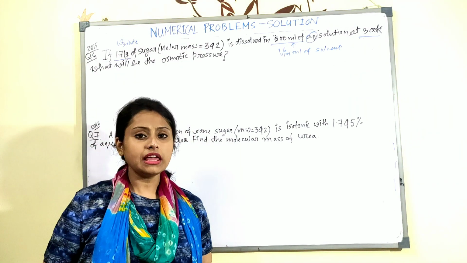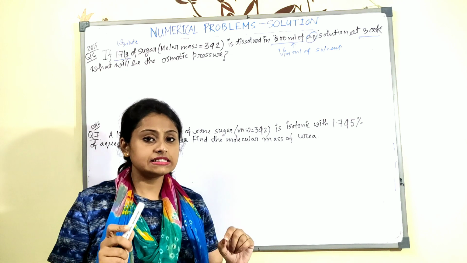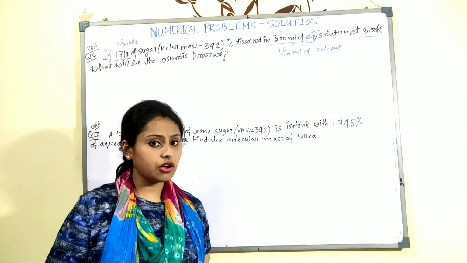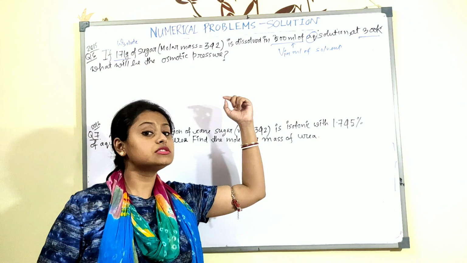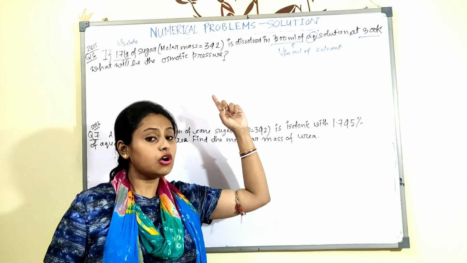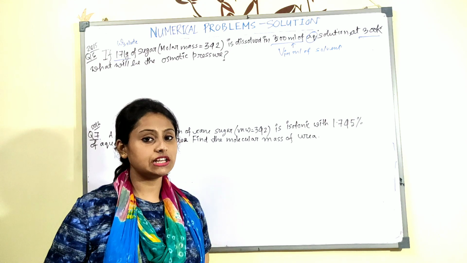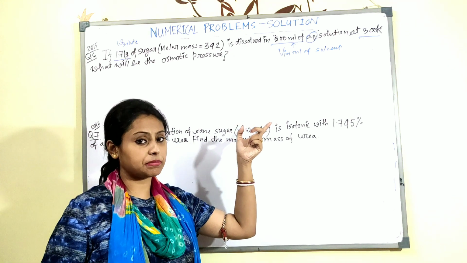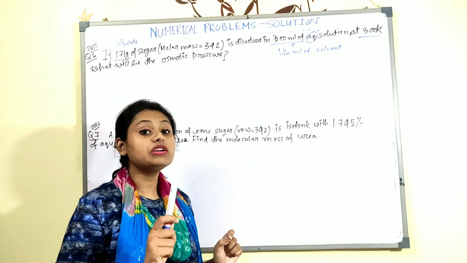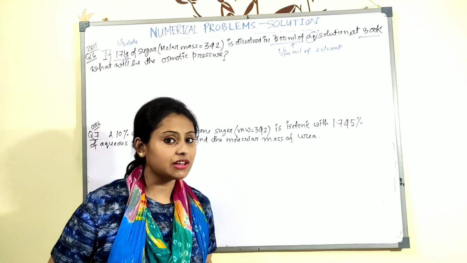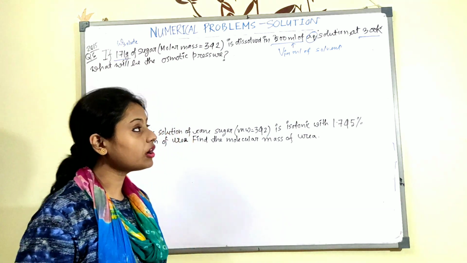Now see, pi equals CRT. This C is the molarity of the solution, but molarity is not mentioned over here. So this will be the formula relating weight of solute and osmotic pressure. That means the modified formula of pi equals CRT. How can we modify this?